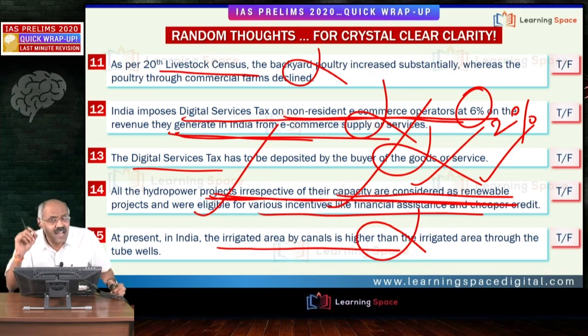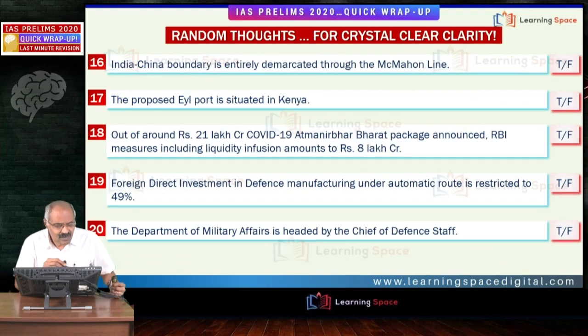Right, friends? Now, more than 50% of agriculture in our country is rain-fed, and the area under protected irrigation from tube wells, canals and tanks is hovering between 40% and 50% of the total cultivated area in our country. This is also another point one should not miss.